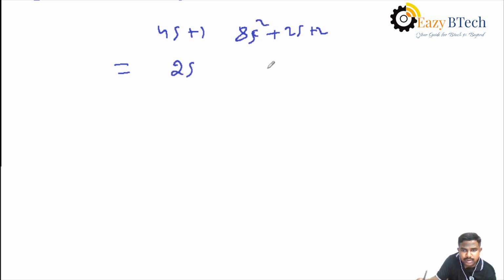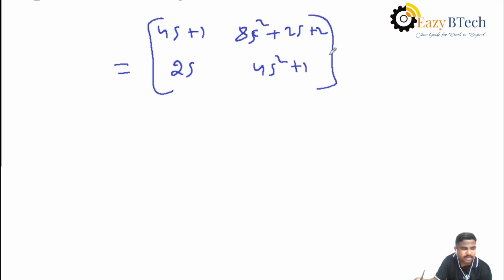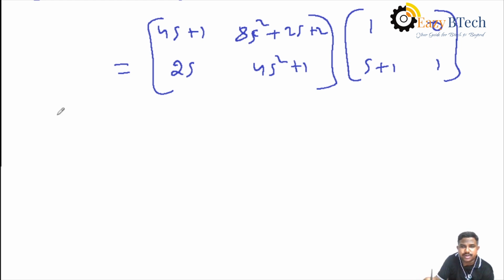Then you can replace those values here. A1 value is 4s plus 1, B1 value is 8s square plus 2s plus 2, C1 is 2s and D1 is 4s square plus 1. This is the first ABCD parameters, and the second ABCD parameter is 1, 0, s plus 1 and 1. Both are multiplied with each other. Then by matrix calculations, you have to multiply both values.